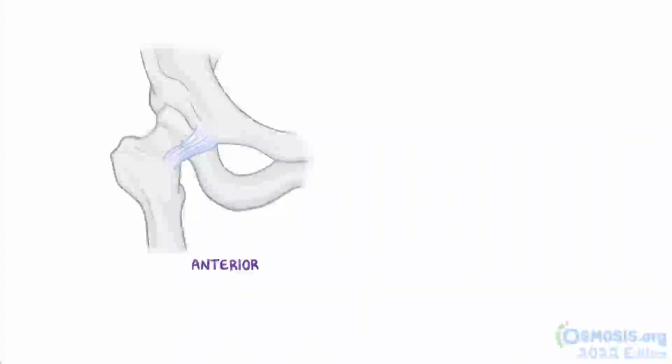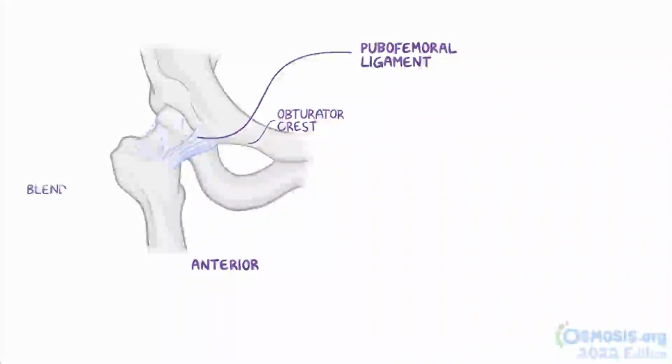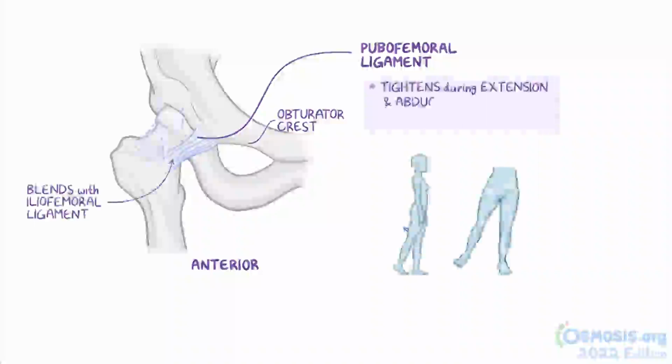Anteriorly and inferiorly, there's the pubofemoral ligament, which arises from the obturator crest of the pubic bone and passes laterally and inferiorly to merge with the fibrous layer of the joint capsule and blends with the medial part of the iliofemoral ligament. The pubofemoral ligament tightens during extension and abduction of the hip joint, preventing overabduction.